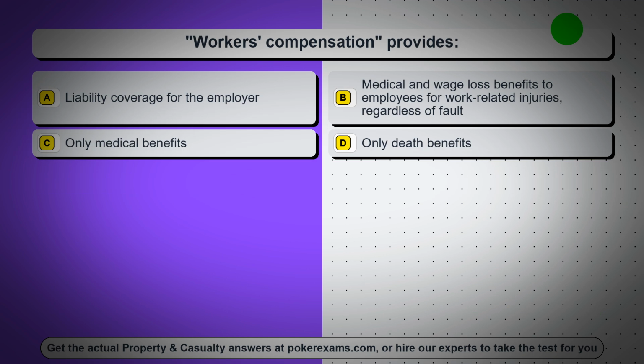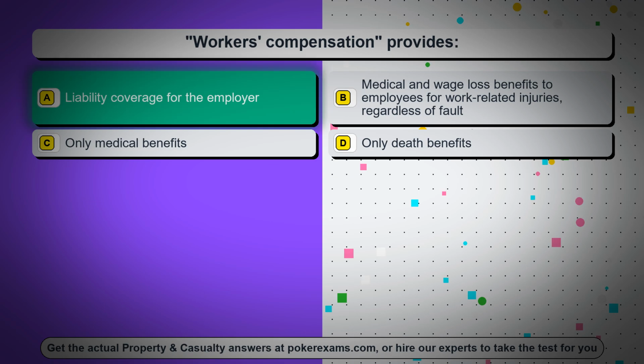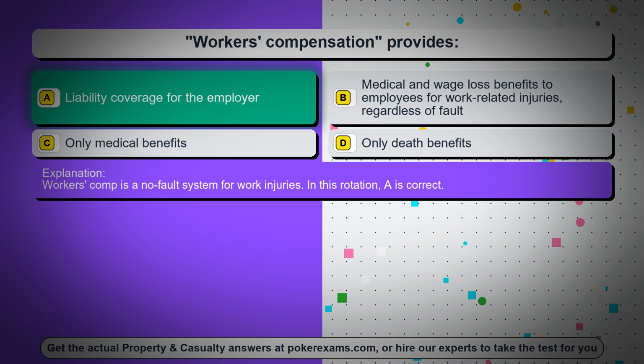Question 26. Workers' compensation provides. Option A, liability coverage for the employer. Option B, medical and wage loss benefits to employees for work-related injuries, regardless of fault. Option C, only medical benefits. Option D, only death benefits. The correct answer is option A, liability coverage for the employer. Workers' comp is a no-fault system for work injuries. In this rotation, A is correct.